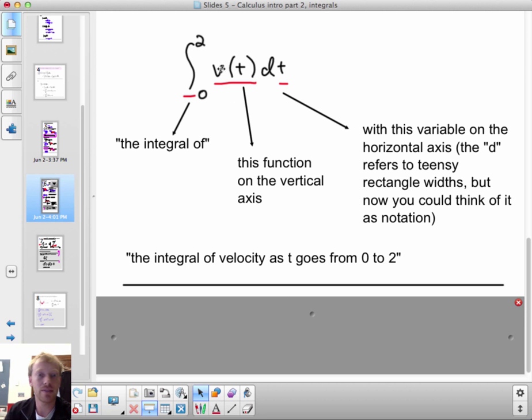So if I were to read this line, I would say the integral of velocity as t goes from 0 to 2.